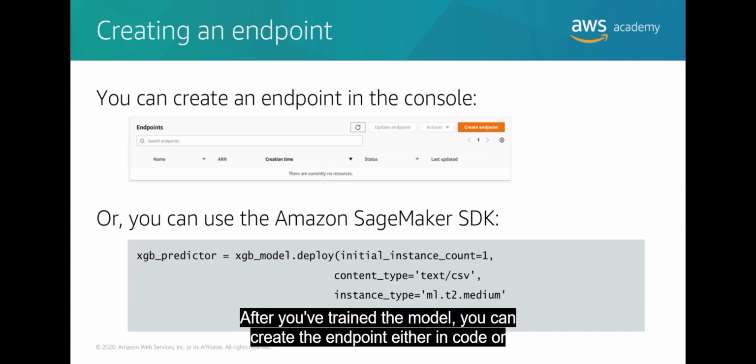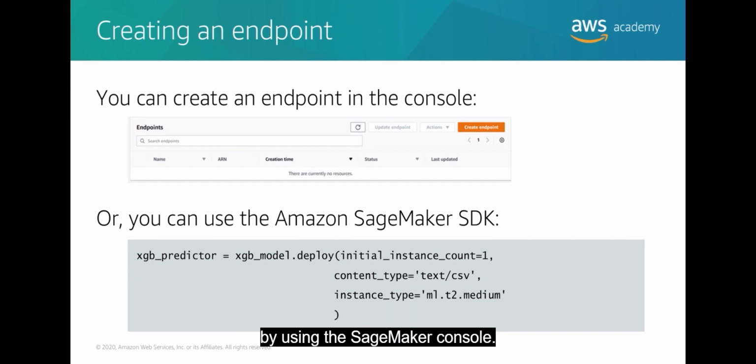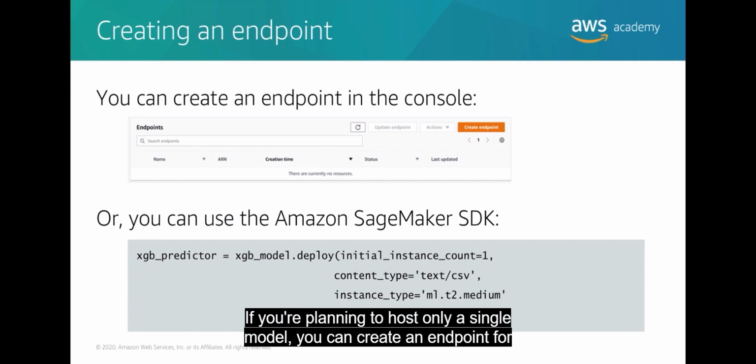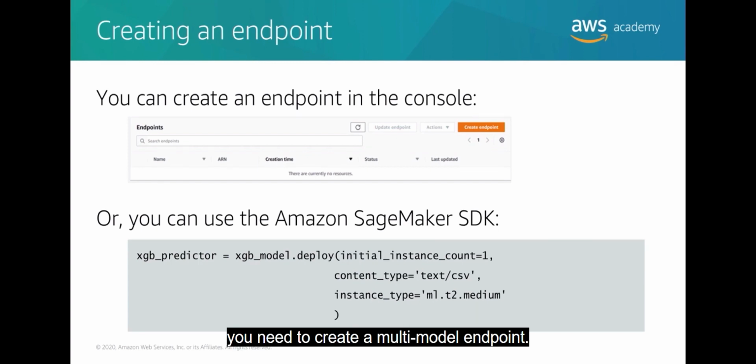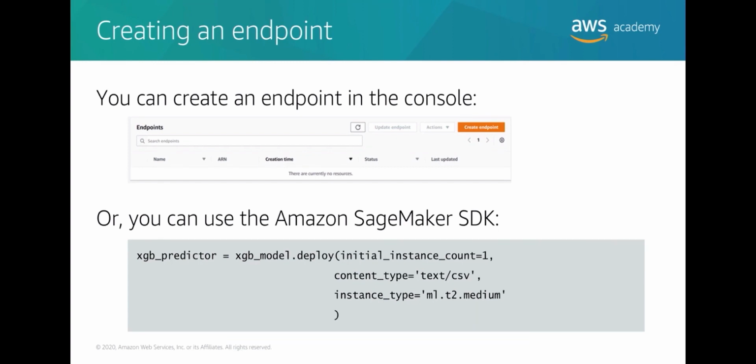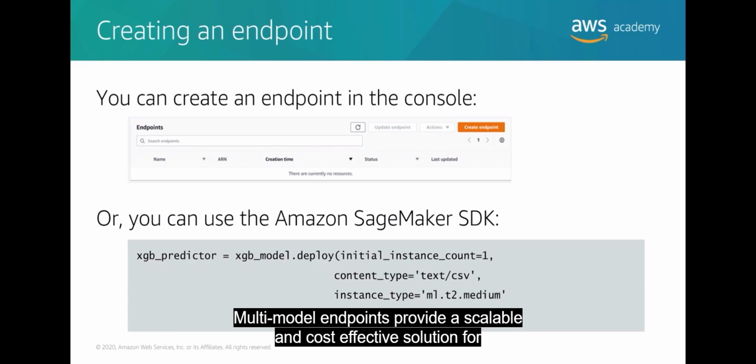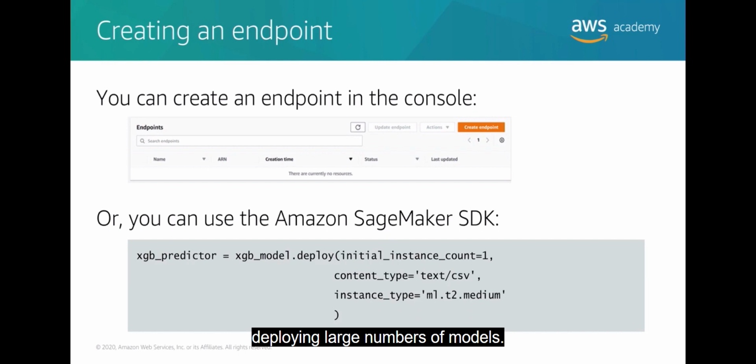After you've trained the model, you can create the endpoint either in code or by using the SageMaker console. If you're planning to host only a single model, you can create an endpoint for that model. But if you're planning to host multiple models, you need to create a multi-model endpoint. Multi-model endpoints provide a scalable and cost-effective solution for deploying large numbers of models.